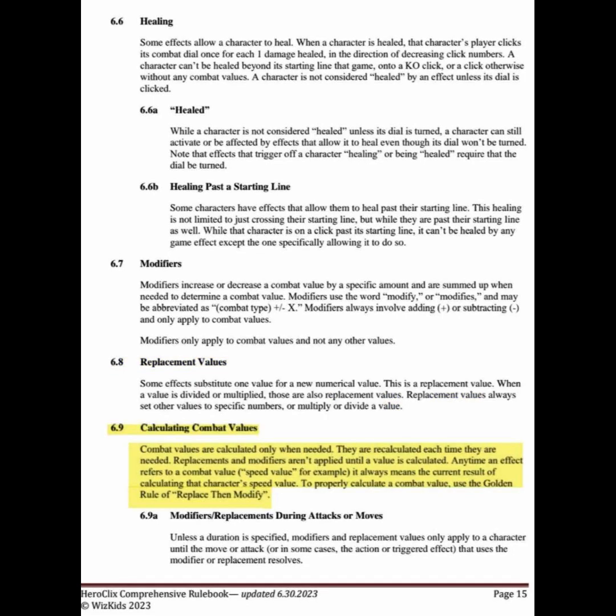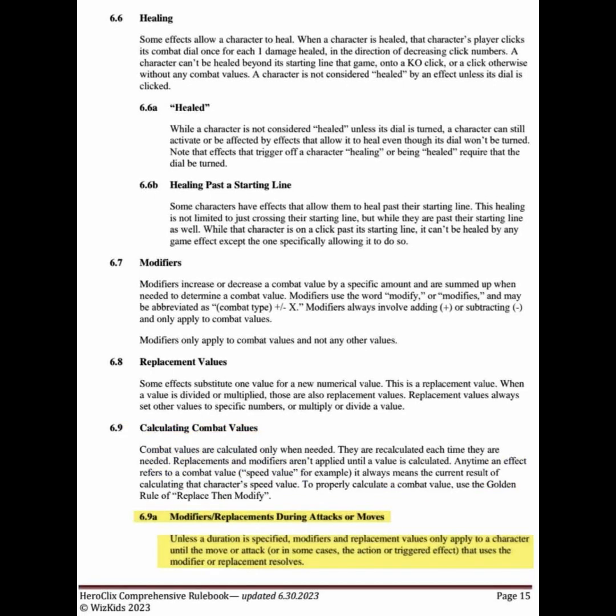6.9 Calculating combat values. Combat values are calculated only when needed. They are recalculated each time they are needed. Replacements and modifiers aren't applied until a value is calculated. Anytime an effect refers to a combat value, speed value for example, it always means the current result of calculating that character's speed value. To properly calculate a combat value, use the golden rule of replacing, then modifying.